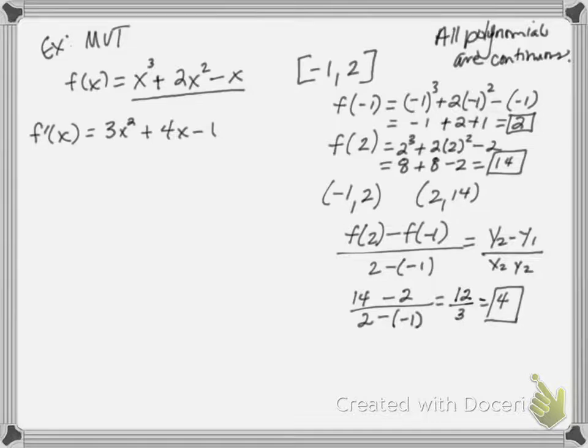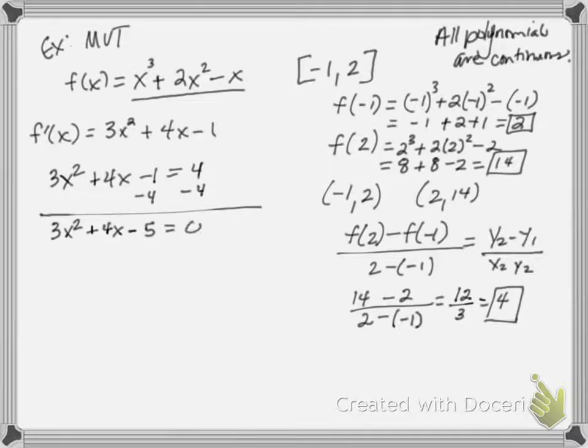So what you want to do is set the average rate of change equal to the instantaneous rate of change to solve for that value that lies between -1 and 2. It could be 2 values, but you want to find at least one value. So if I take 3x squared plus 4x minus 1 and set it equal to 4, it's a quadratic equation, so I can subtract 4 over. With quadratics, you want one side to be 0. So it'll give me 3x squared plus 4x minus 5 is equal to 0.